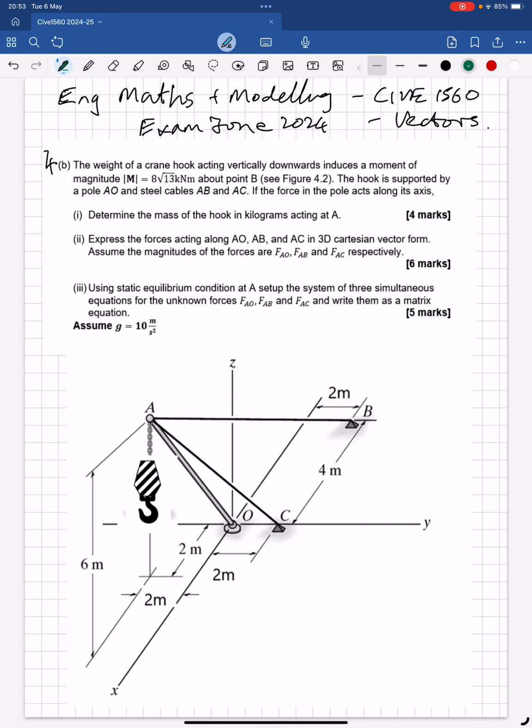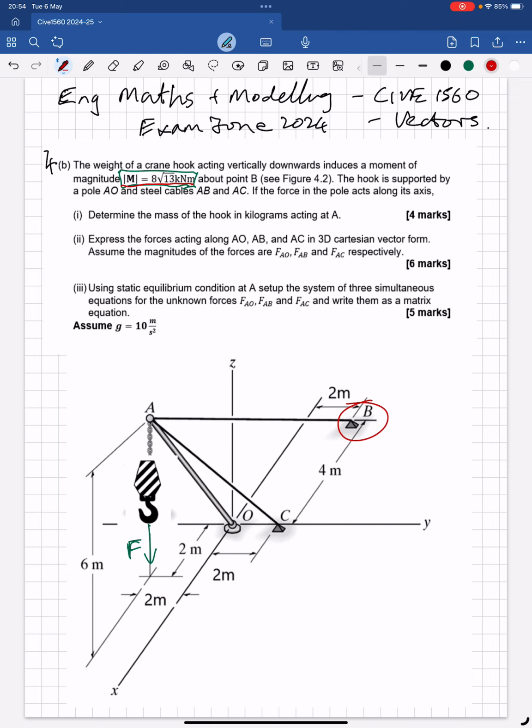Let's just take some features out of this question. Now, it says that there's a force acting down at this hook, and I'm just going to label that magnitude F, and that force is causing this moment about point B. Now, those are important things to note straight away.